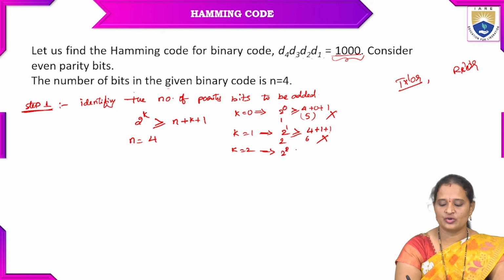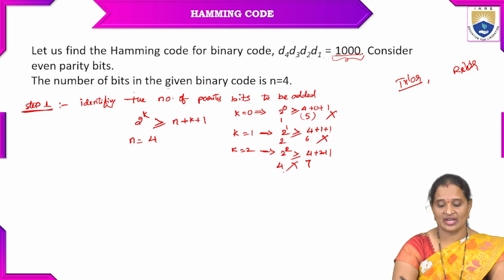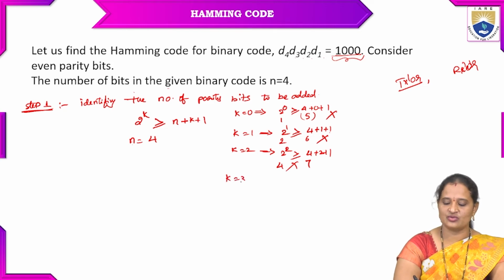So it is 2 power 2. This is 4 plus 2 plus 1. On the right hand side it is 7 and on the left hand side it is 4. Is 4 greater than 7? No. So this is not satisfied again. Now let us take k is equal to 3.